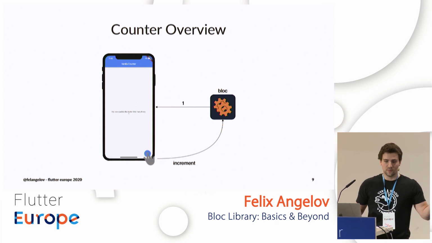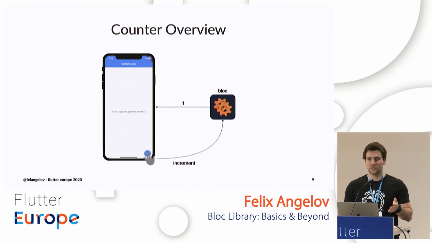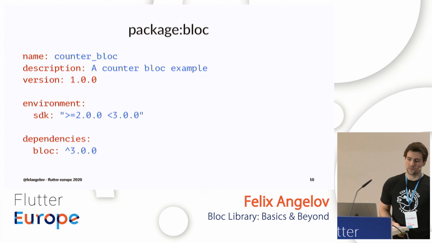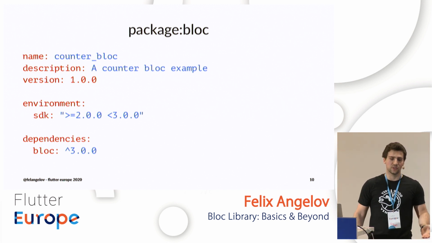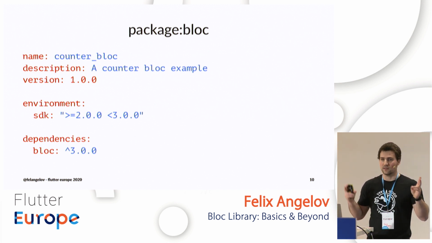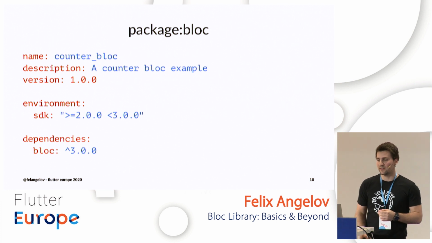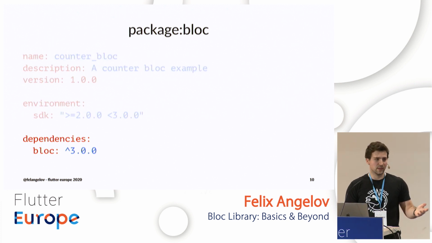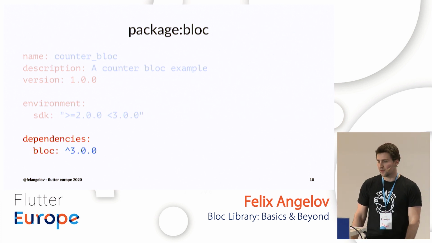So pretty simple, and we have this nice separation of the logic from the UI. So in practice, if we wanted to actually build this, we can just start by, let's assume our counter bloc is a package that we're going to ship independently. And we'll add a dependency to the bloc library. Notice there's no dependency on Flutter. This is just Dart code so far.